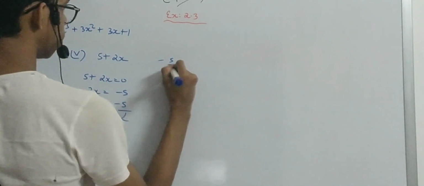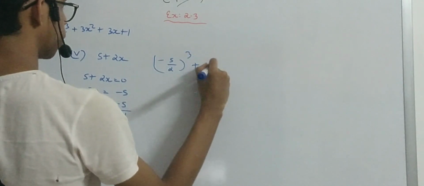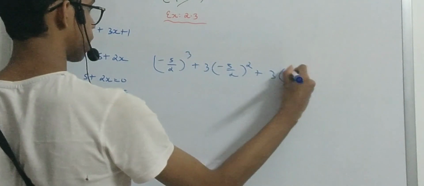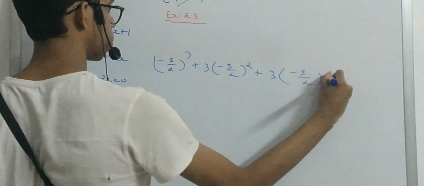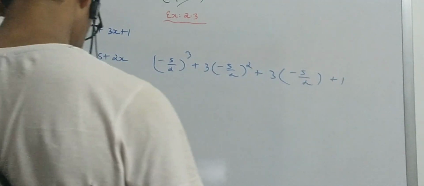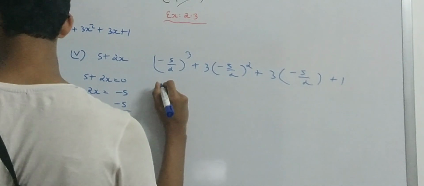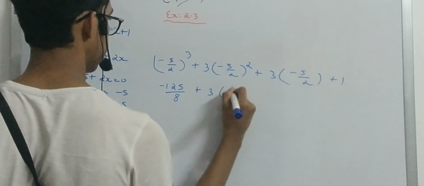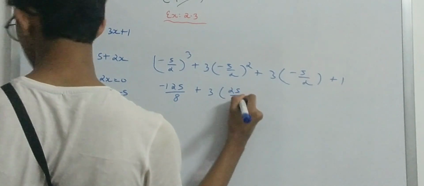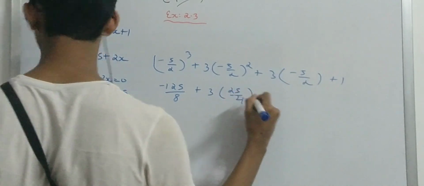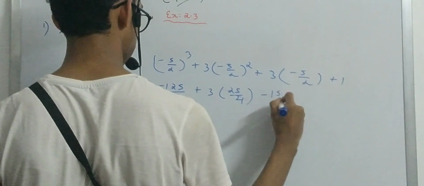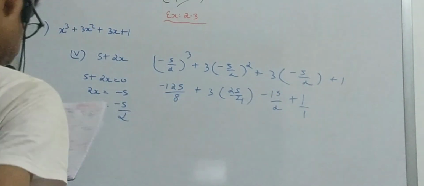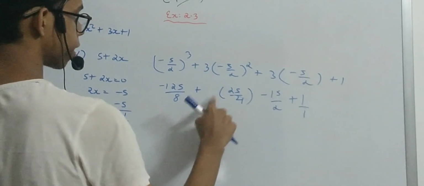So (minus 5 by 2) the whole cube plus 3 into (minus 5 by 2) the whole square plus 3 into minus 5 by 2 plus 1. So when you do, you will be getting minus 125 by 8 plus 3 into 25 by 4, 2 square is 4, minus 15 by 2 plus 1. So 3 into 25 is 75.